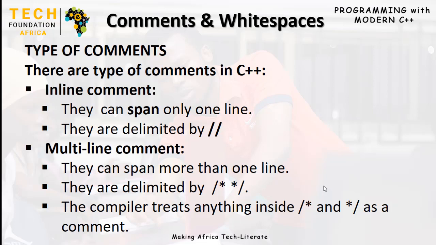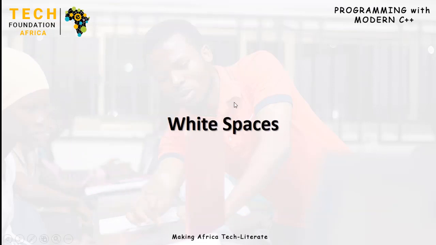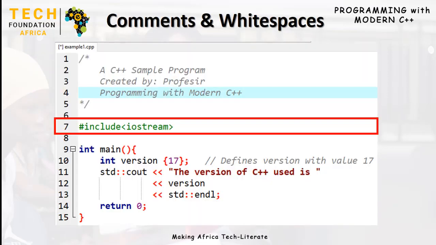Now there are other forms of characters that are also considered as white spaces. Okay, to start with, any sequence of spaces, tabs, new lines, form feed characters are all treated as white spaces in C++.